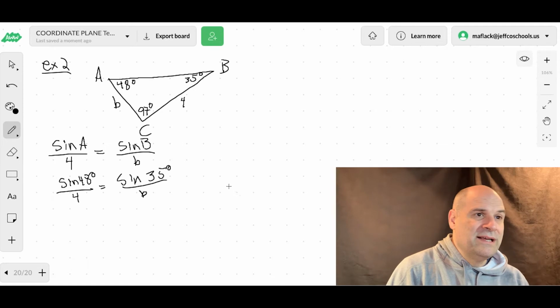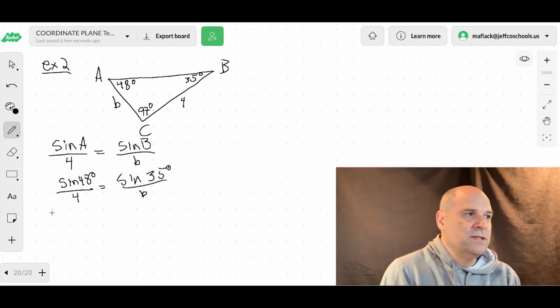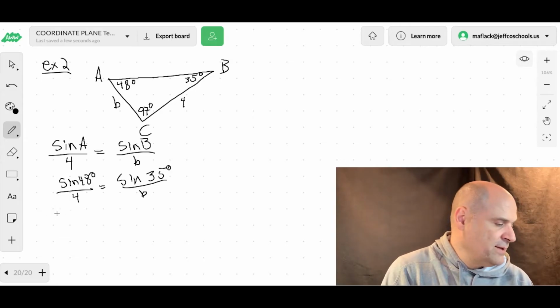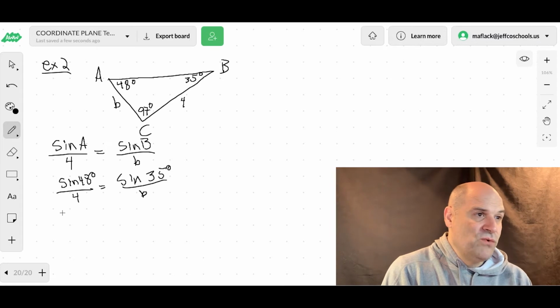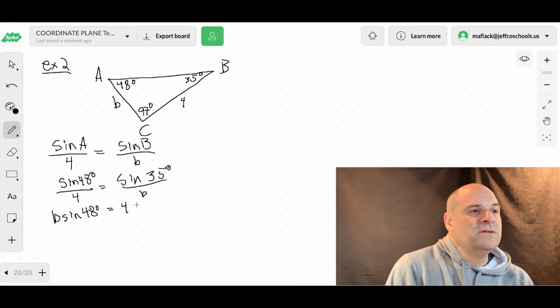So let's try to get b by itself. And then we can just do one swoop of a calculator, and it'll get there. Okay? So if we get b by itself, we're going to multiply both sides by b and multiply both sides by 4 at the same time. So here's what we get. We get b sine of 48 degrees equals 4 sine of 35 degrees.